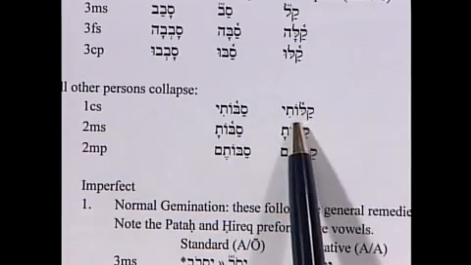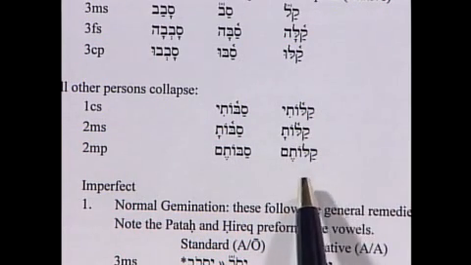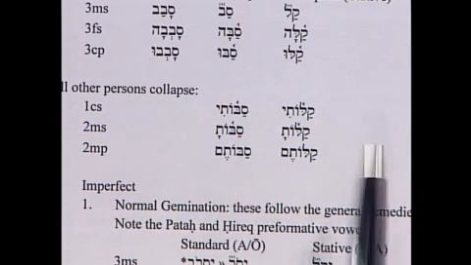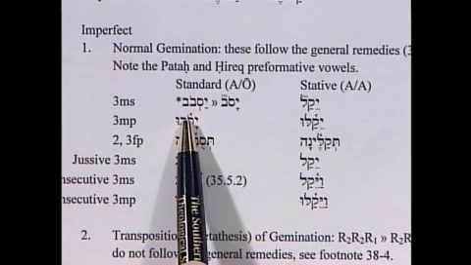Notice that the holum vav will, of course, attract the accent. And if you have the heavy suffixes, the tim, tin, notice that they take the accent all the way to the end of the word. Now for your imperfect. Again, we're going to have normal gemination and we're going to have transposition of gemination. And so here we have normal gemination.